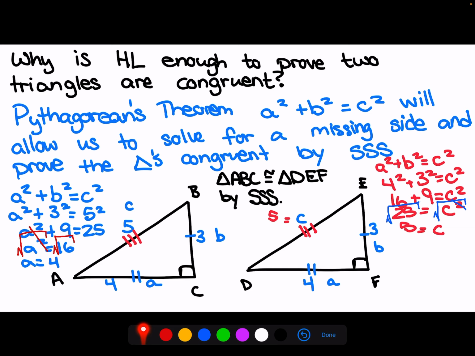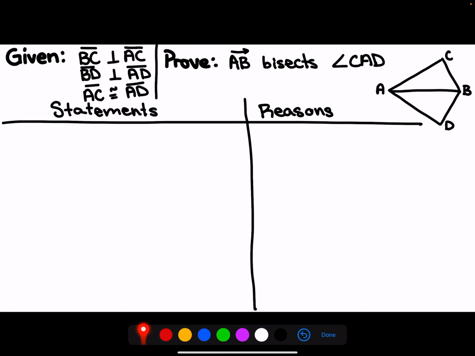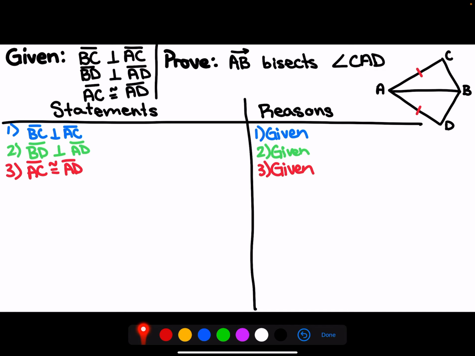All right, let's go ahead and continue on. So here is our first proof of the day. We're given that segment BC is perpendicular to segment AC, segment BD is perpendicular to segment AD, and segment AC is congruent to segment AD. We want to prove that ray AB bisects angle CAD. So to get started, we can write out our given information and draw what we have on our diagram.